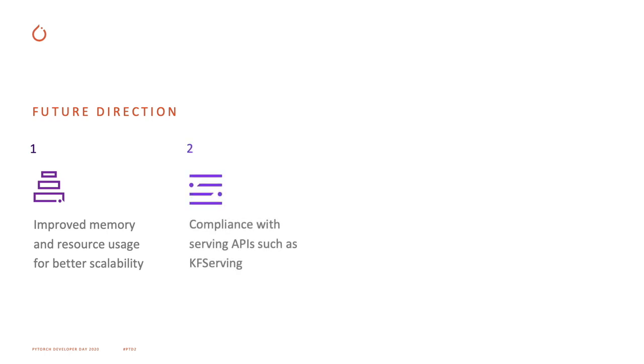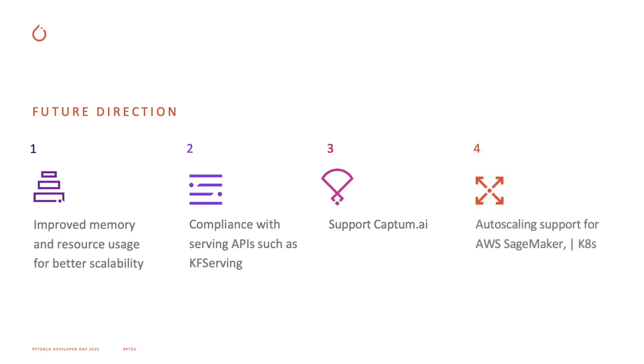Another important direction TorchServe is taking is to be compliant with serving APIs such as KF serving. We believe that this is an important step for TorchServe to be adopted more widely in the user community. TorchServe aims to support Captum.ai in future for model interpretability as an integrated feature of TorchServe. We're also building auto-scaling support for AWS SageMaker and Kubernetes for large-scale deployments using TorchServe.